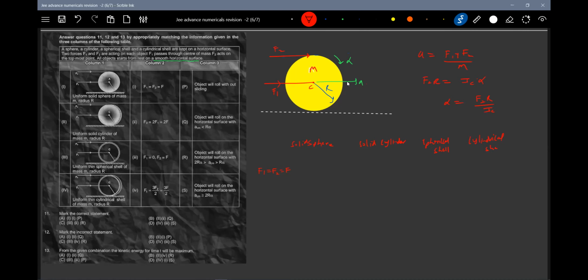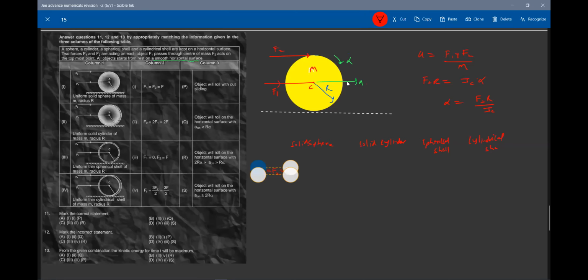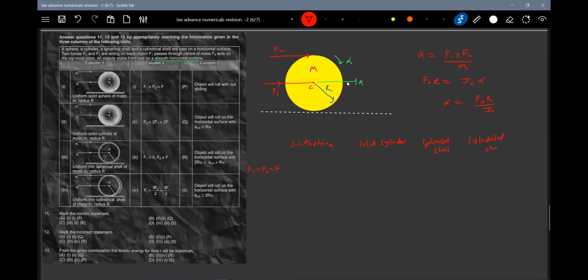Let's see, if I know alpha, then there's nothing more. Immediately I'll get the acceleration. There's no problem. So here you can make a tabular column. There's a force F1 equal to F2, a tabular column for acceleration and alpha.